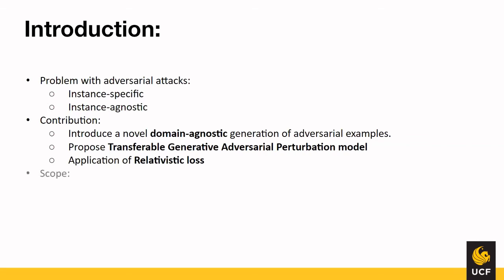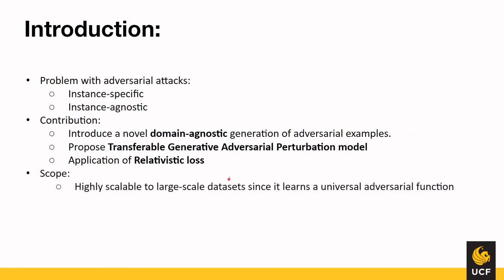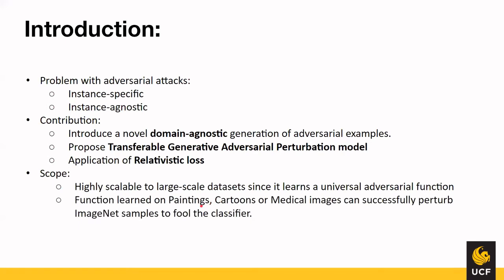Now, what we can do with this paper is that the model is highly scalable. So once the universal function is learned, we can leverage it on other data distributions. They explain it in this paper by using paintings, cartoons, and medical images on which the generator is trained, and they successfully perturb ImageNet validation data.